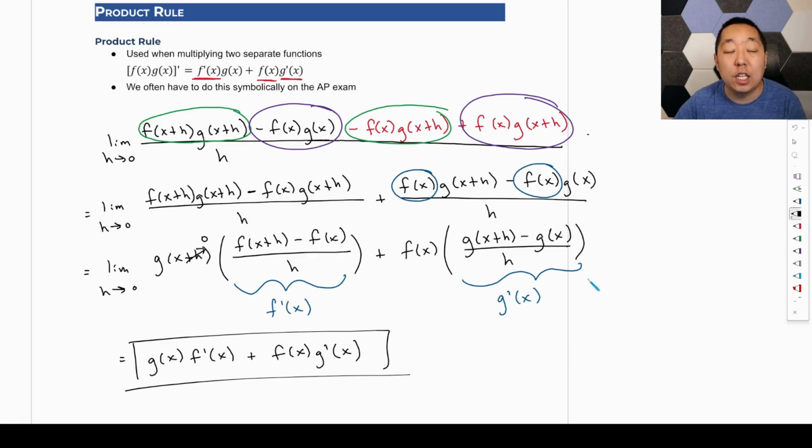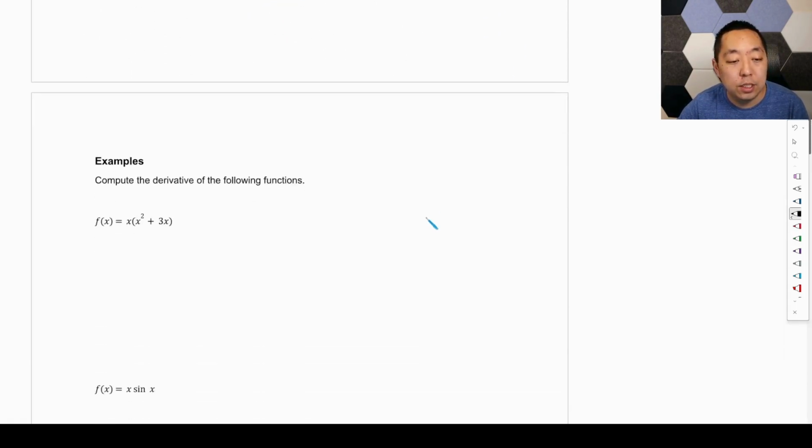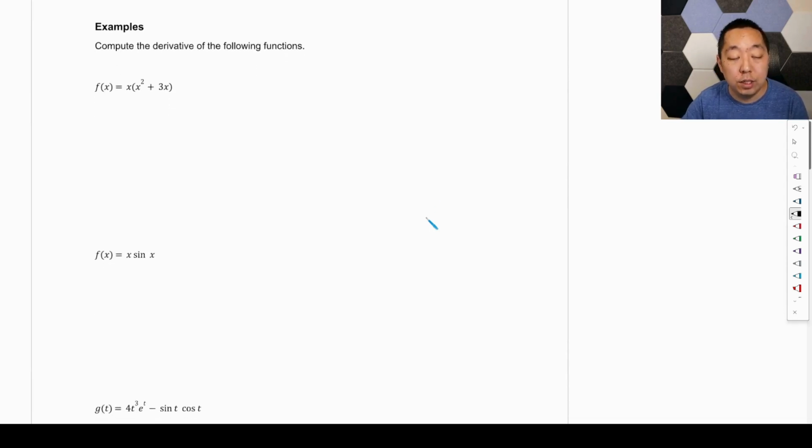So let's take a look at some examples of how we would do it. A lot of times you have to do it symbolically on the AP exam, not just as a computational thing that you can do in your calculator, but symbolically. So let's do it with some functions. We have x times x squared plus 3x. So that's my f, that's my g.